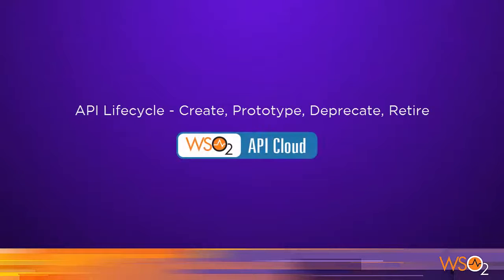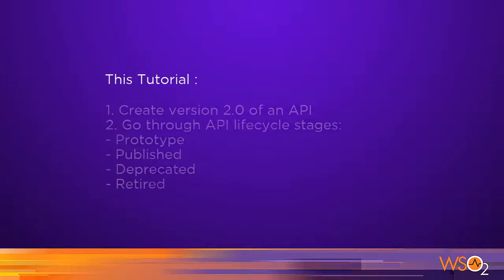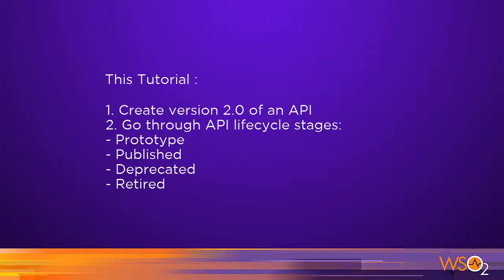Hello, and welcome to our tutorial on WSO2 API Cloud, the fastest way to publish your APIs on the internet. WSO2 API Cloud allows you to create multiple versions of APIs and move them through various stages of their lifecycle.